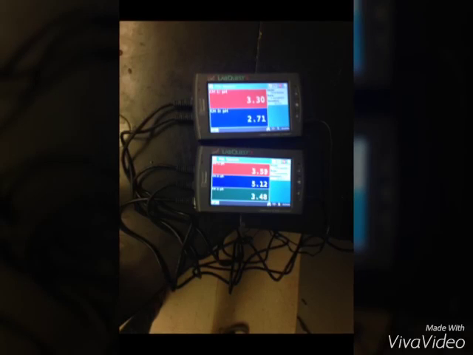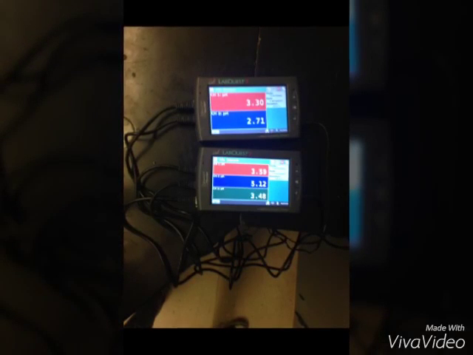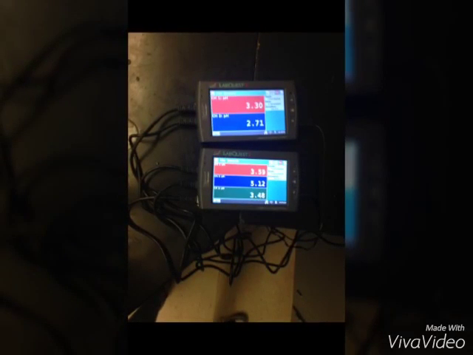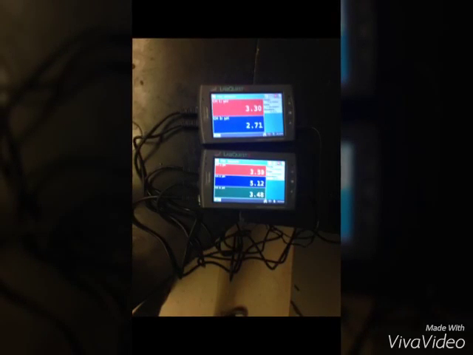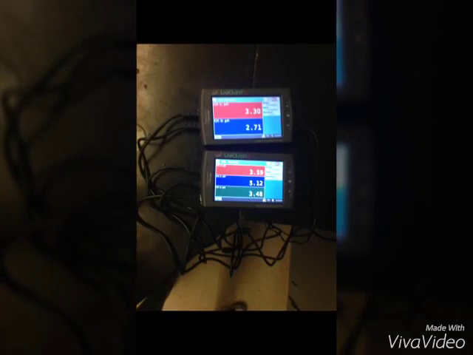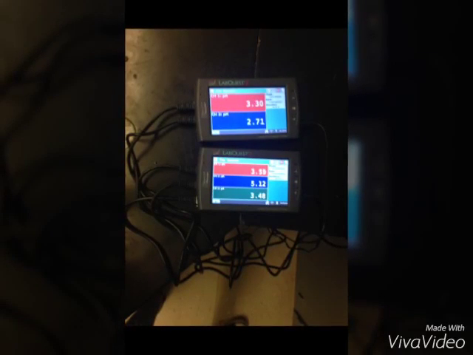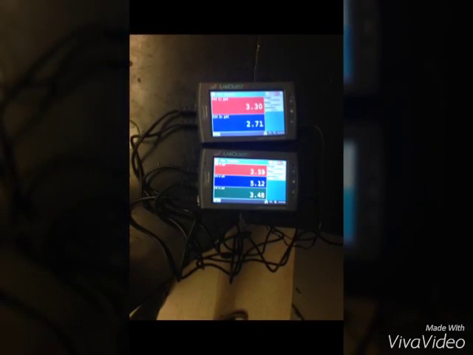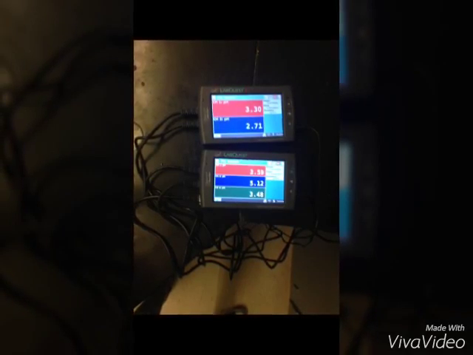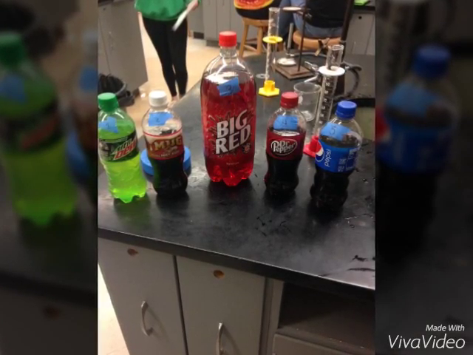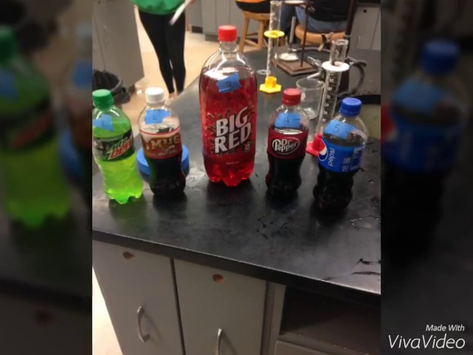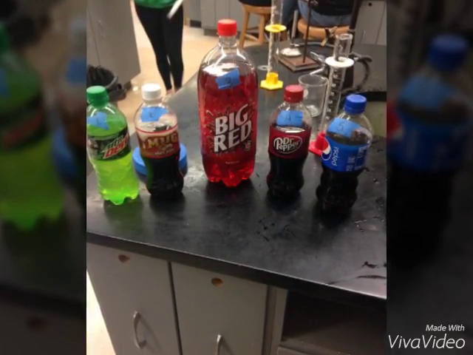We began our procedure by obtaining 2 lab quests and attaching 3 pH probes to one and 2 pH probes to the other. Then we set up the lab quests to record the pH of each type of soda every 25 minutes for 15 hours. We then labeled each beaker and soda bottle 1 through 5 corresponding to their channels on the lab.